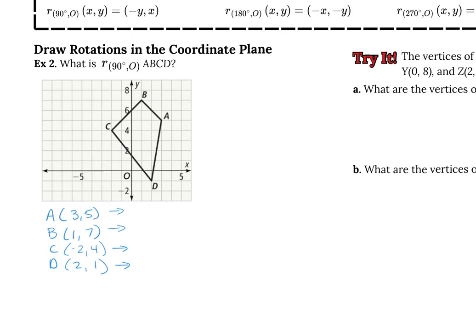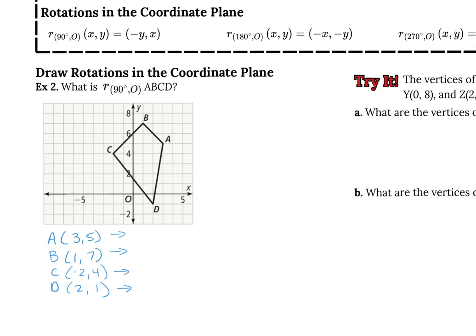Okay, again, to rotate these 90 degrees, our Y will become a negative and flip to the first position, and our X stays the same. So we would end up with -5, 3, -7, 1, -4, -2, and -1, 2. Okay, now I can graph these and see what it looks like.